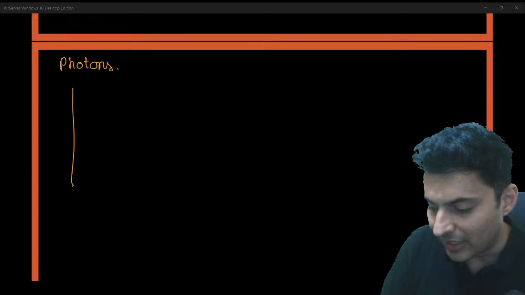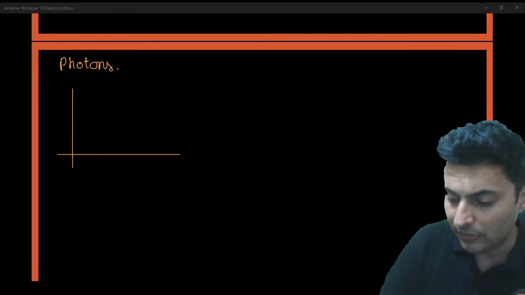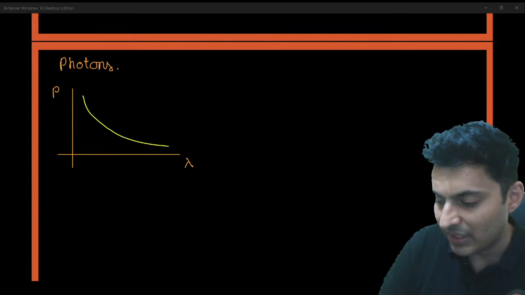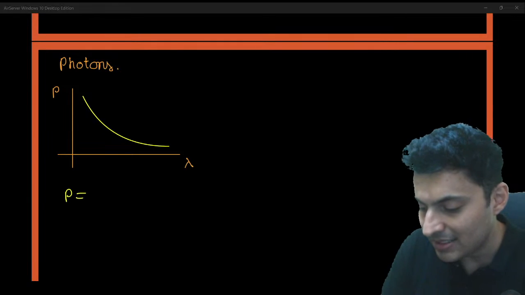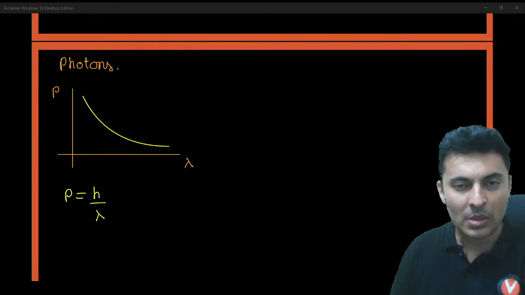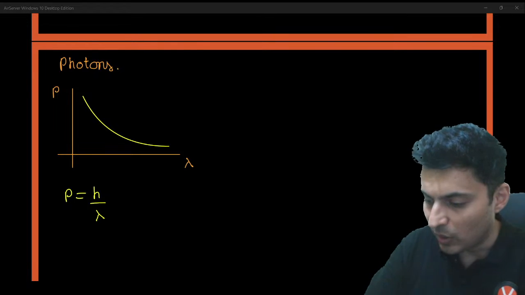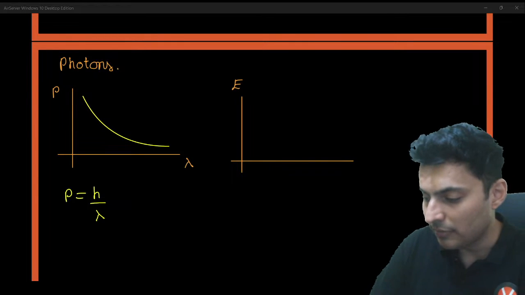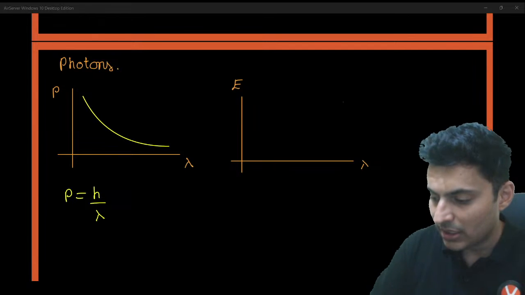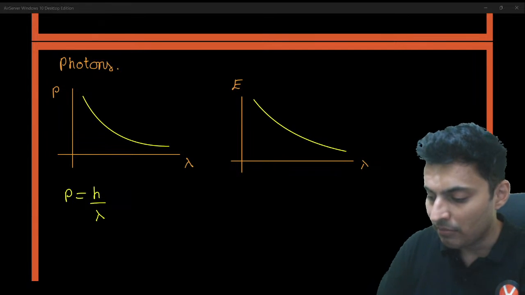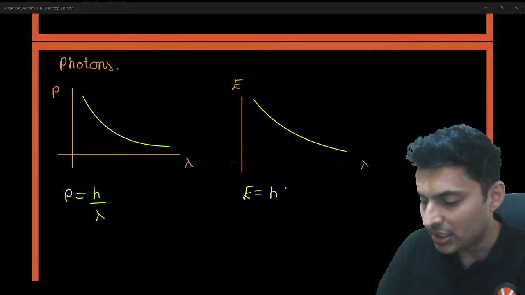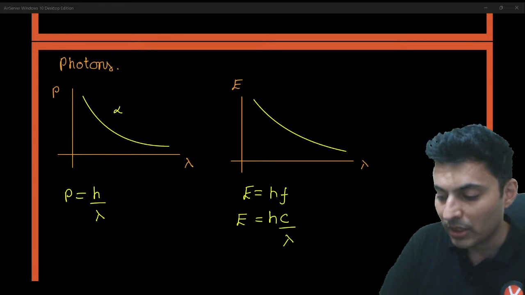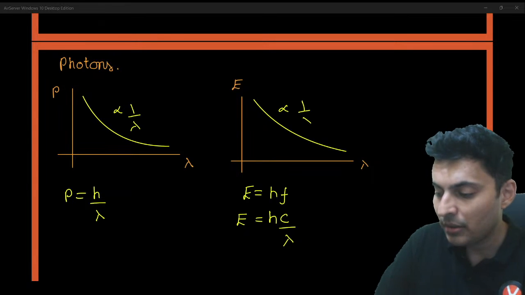Yes, we have. One is this particular graph of momentum versus wavelength. The graph of momentum versus wavelength is one like this, because momentum is h by lambda. In fact, we also have an energy graph for photons, energy versus wavelength. The graph is again like this, because the energy of a photon is hf, which is hc by lambda. So it is inversely proportional to the wavelength.